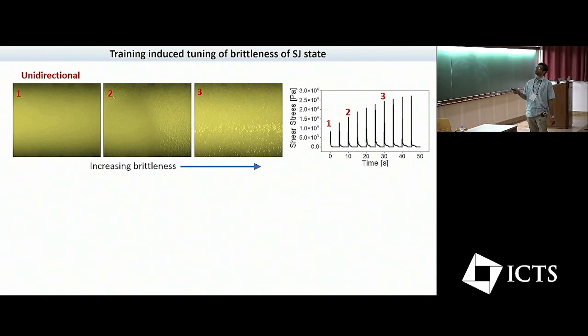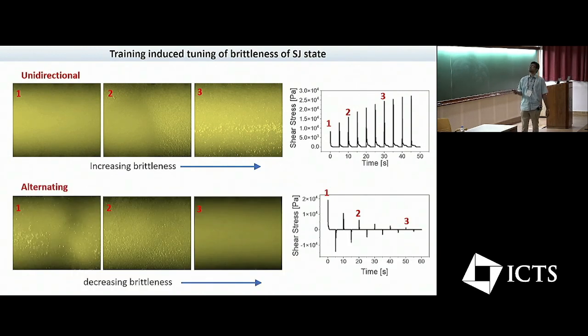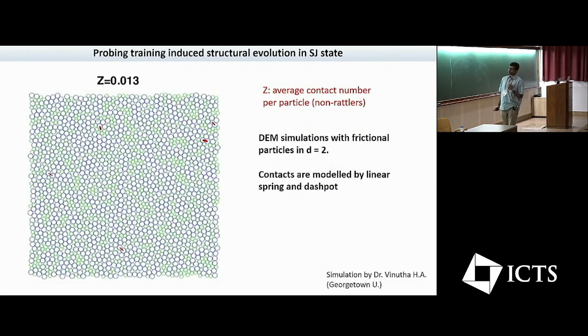Indeed, in the boundary images at each peak, we see that a smooth boundary gradually shows these plastic events, which are characterized by bright spots. Whereas if you do this alternative training, no such effect is there. In fact, if you start with a brittle state with a lot of plasticity, it goes to a more liquid-like state. We are collaborating with Dr. Vinuta at Georgetown University. She is an expert in simulating shear jamming in dense suspensions. This is a bidisperse system.